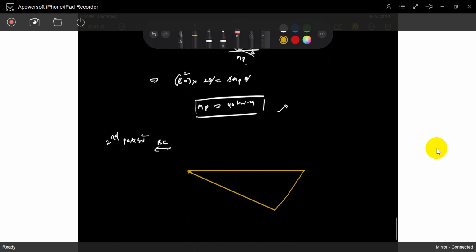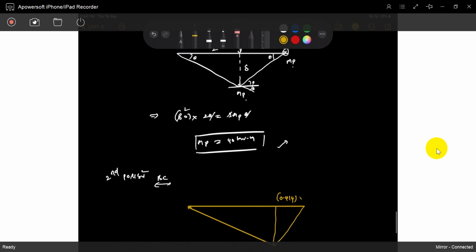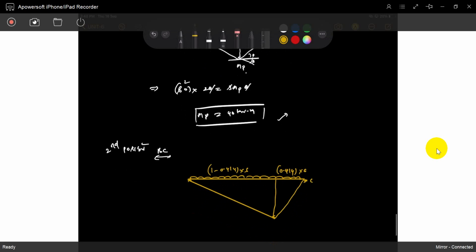A second hinge is formed at 0.414 of L. L is what? 6 meters, I gave. The remaining is 1 minus 0.414 into 6. Uniformly distributed load is this. This is already a hinge.